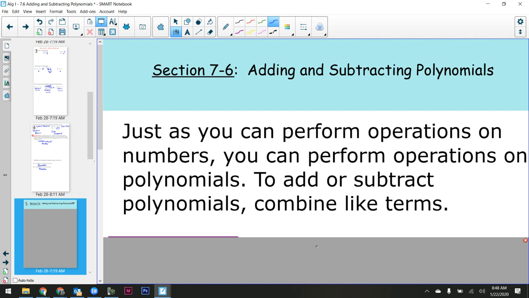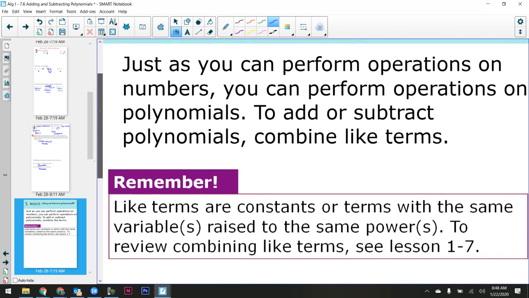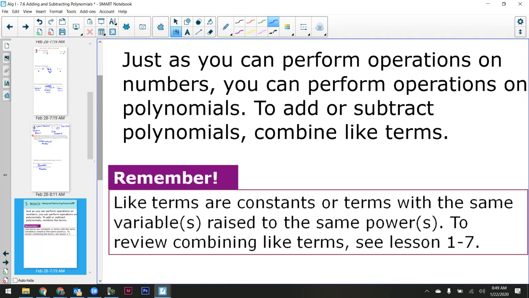Just as we can perform operations on numbers, we can perform operations on polynomials. To add or subtract polynomials, we combine like terms. Can you underline that for me? Combine like terms. That's really all you're doing. Remember that you can combine terms that have the same variables raised to the same powers. That's what we classify as like terms.